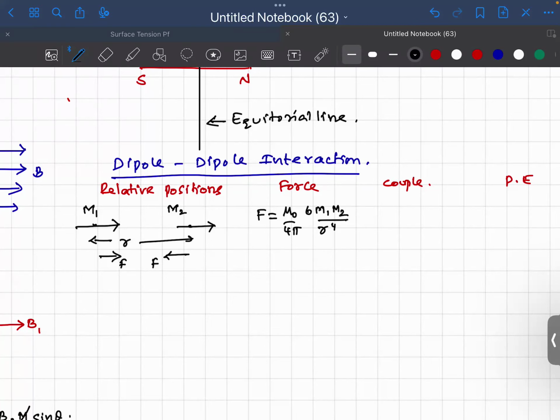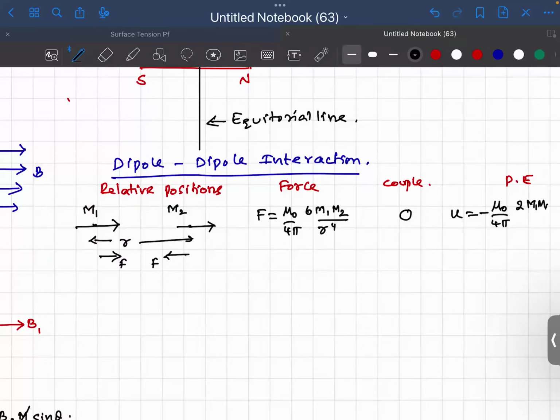Okay? Next. Remember, in this case, there won't be any couple, it is 0. Why? Because M bar and B bar are in the same direction. But there is a potential energy. You know, already I've given minus M bar dot B bar. So U is equal to minus mu naught by 4 pi, and I'm not giving anything new. It's the same dipole concept of electrostatics I am copying here, literally.